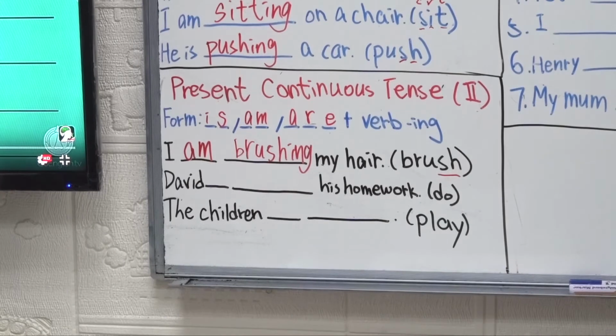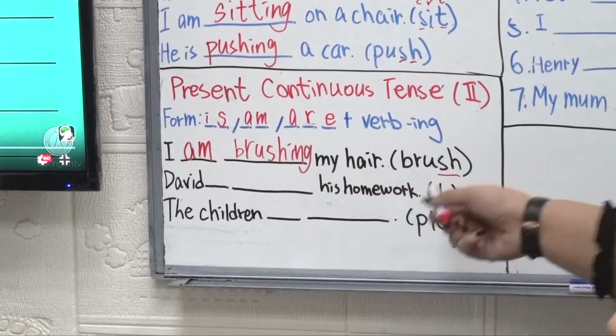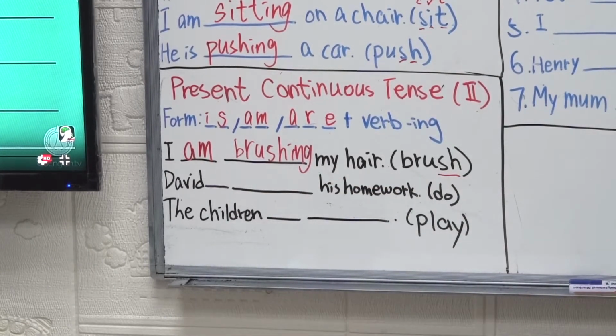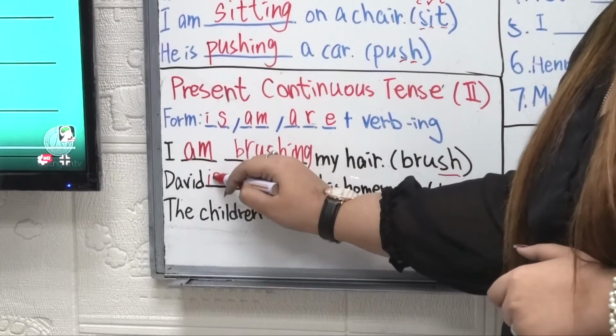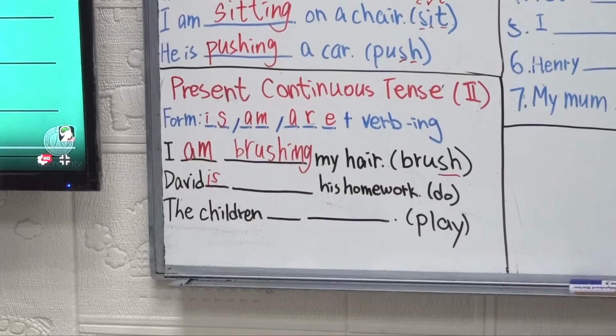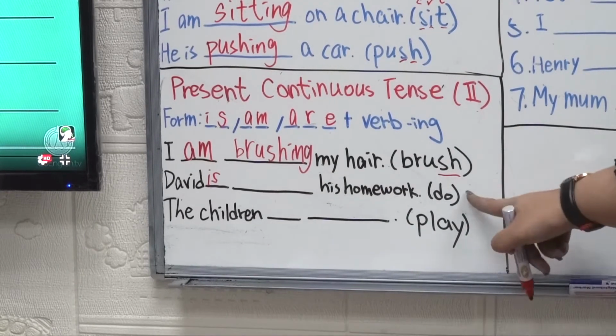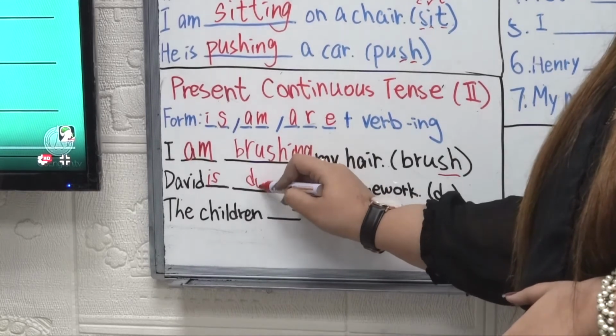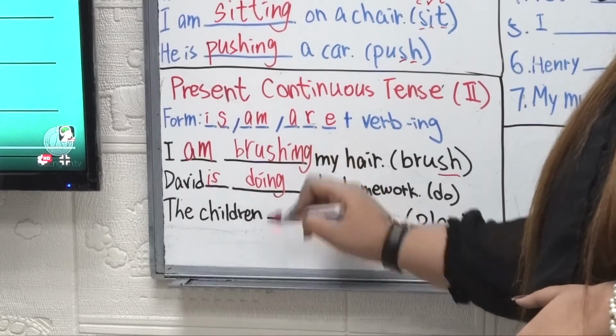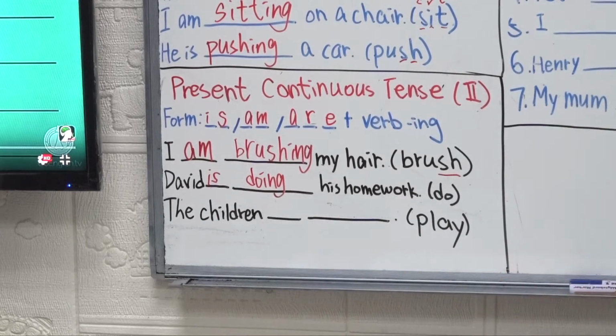Right? Next one. David, what his homework? So the person David refers to the subject pronoun he, right? Because he's a boy. So he's one person. So that's why we use is. Very good. David is what? His homework. The verb do becomes doing. Yes, doing.